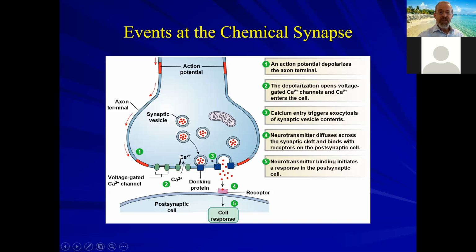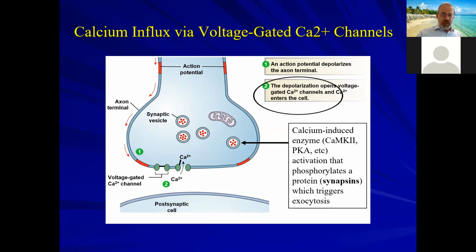Calcium then triggers the translocation of the vesicle to the membrane, where the vesicle then dumps out its contents into the synaptic cleft, and then that neurotransmitter binds to receptors, and then we'll get a response, which is something we'll look at today as well.